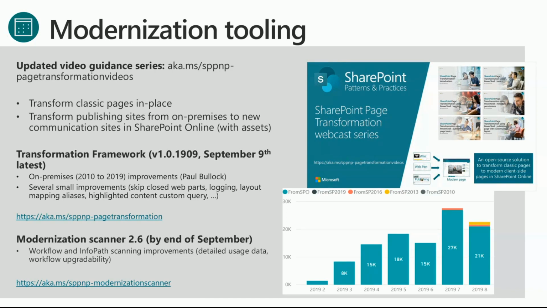There are some improvements in that area, mainly done by Paul Bullock, but Dunham has been working in this area as well nowadays. So some good work there. And then there are some smaller improvements, like we no longer transform closed web parts, which makes no sense. So logging improvements, additional layout mapping capabilities, etc. A lot of good small things there, which will go out on September 9th.